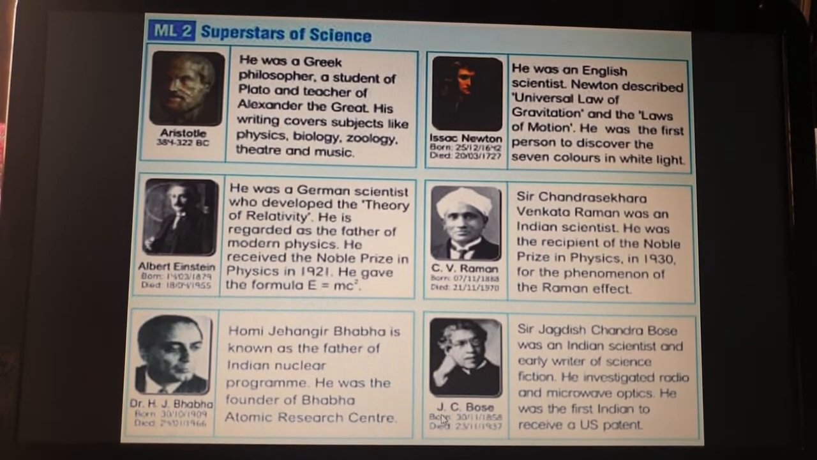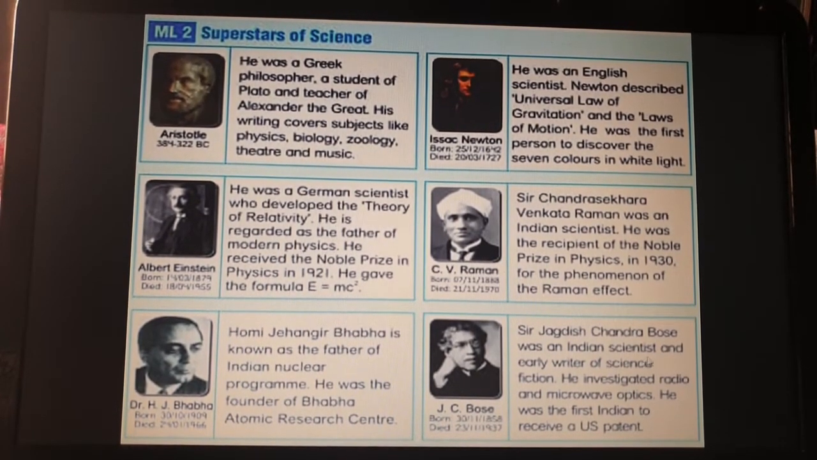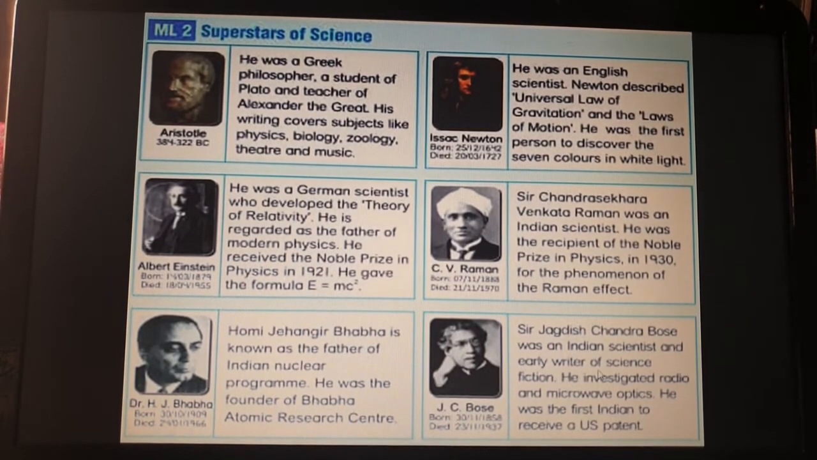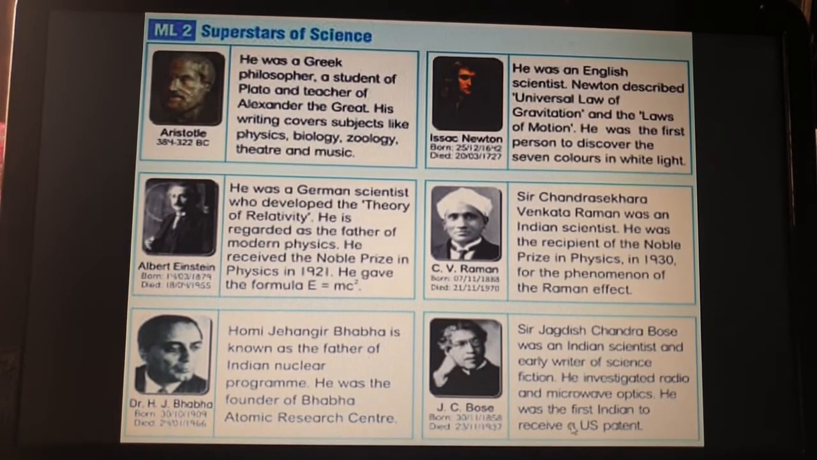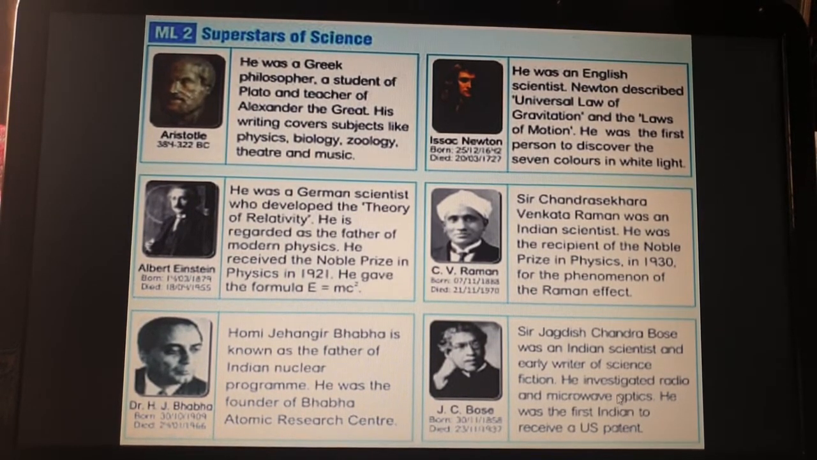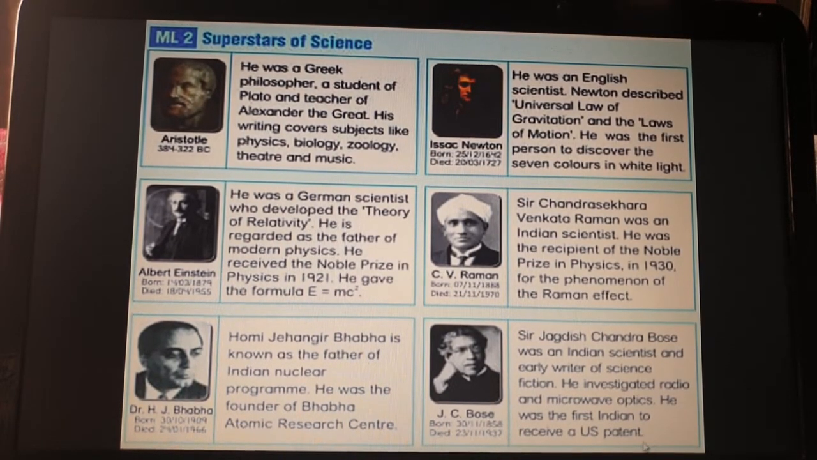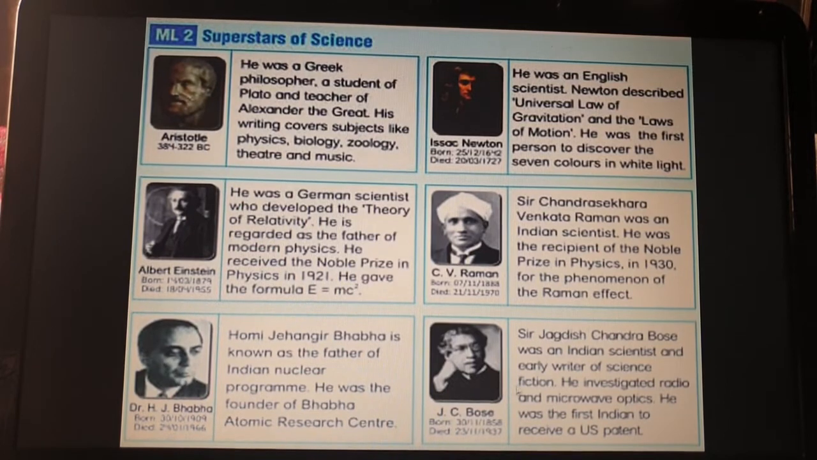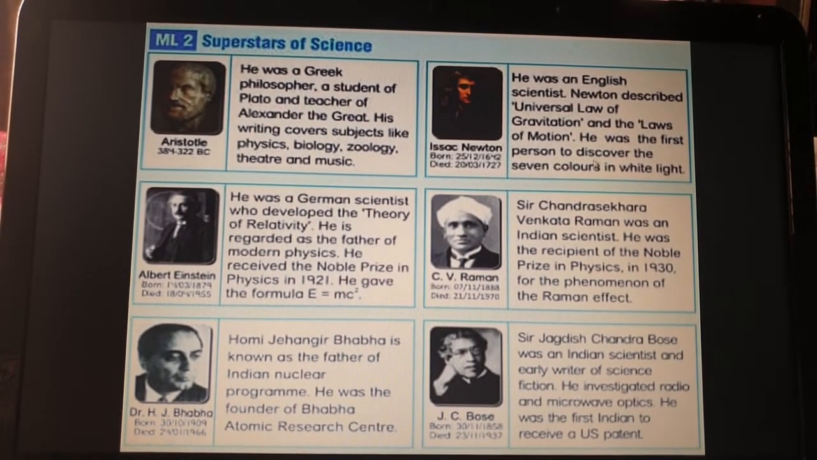And again, we have one more Indian scientist here who is called J.C. Bose. That is, Sir Jagadish Chandra Bose was an Indian scientist and early writer of science fiction. He investigated radio and microwave optics. He was the first Indian to receive a US patent. So whatever radio we are hearing today was completely explained and found by Jagadish Chandra Bose. So these are a few of the superstars of science.